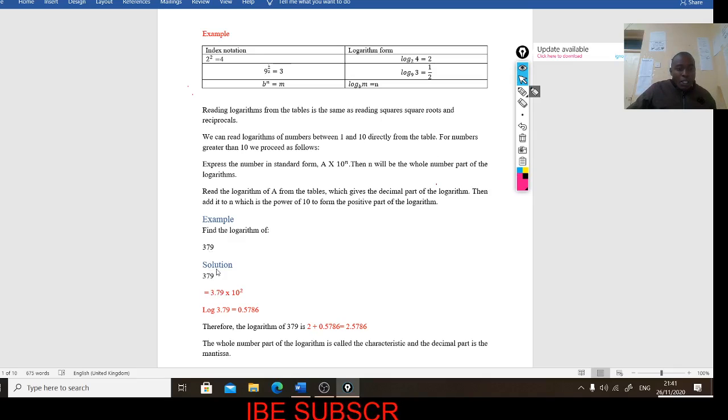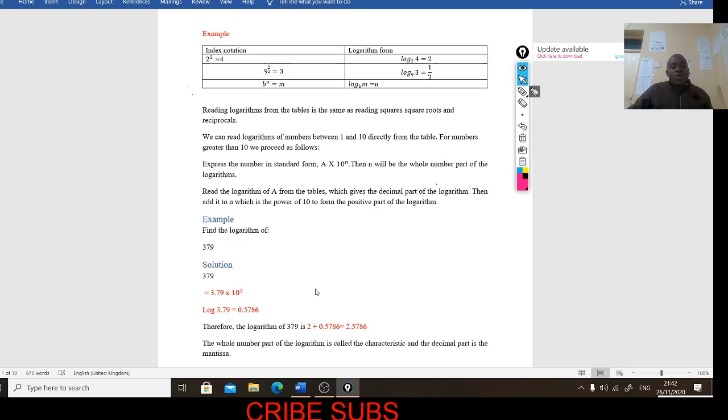It will be 3.79 because we count 1, 2 up to here. When we move to the left, the power is positive, and when we move to the right past the first whole number, the power is negative. Like now here, we move to the left to 1, that is 1, 2. So it will be 3.79 times 10 power of 2.